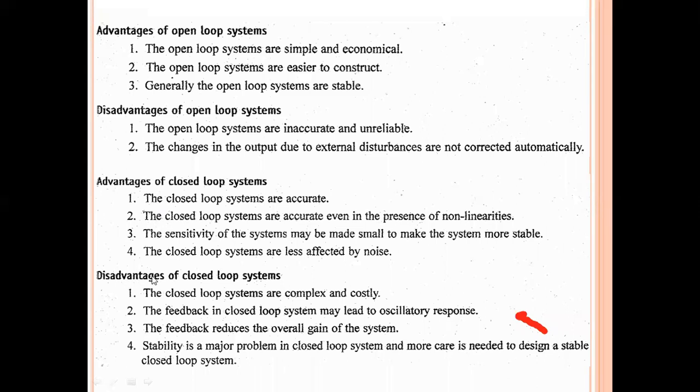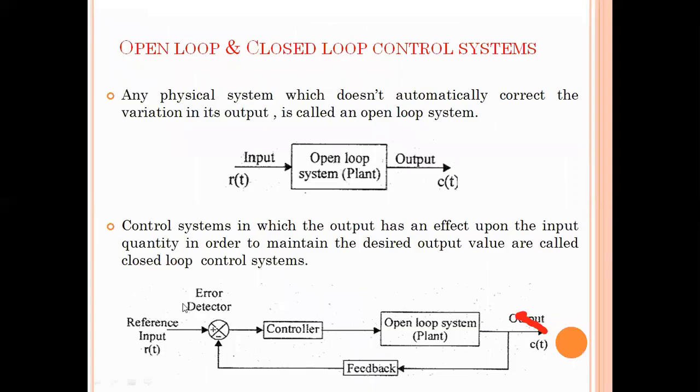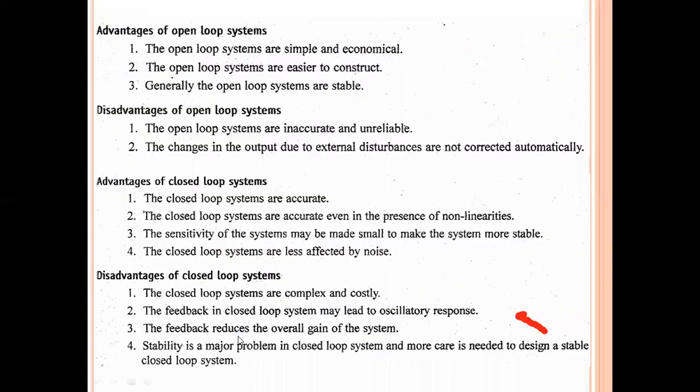Now look into the disadvantages. The closed loop systems are complex and costly because they have a large number of elements. You can see the number of elements is more. More elements means more complexity. We need to purchase more elements. That means the cost of the closed loop control system will also increase.